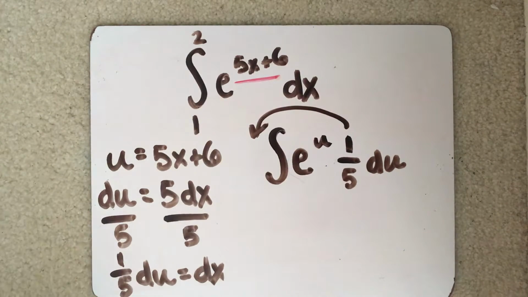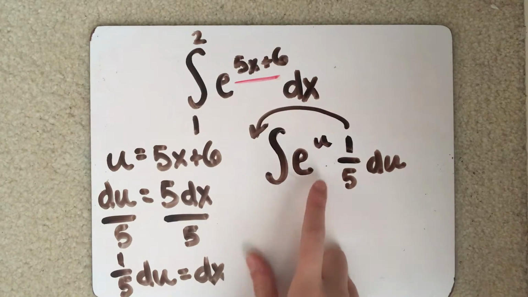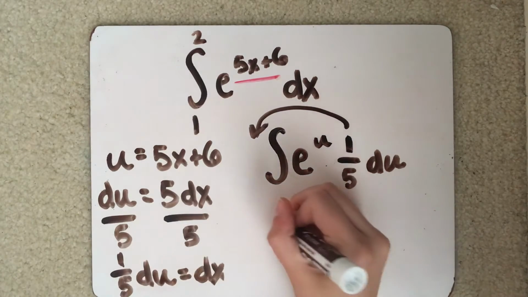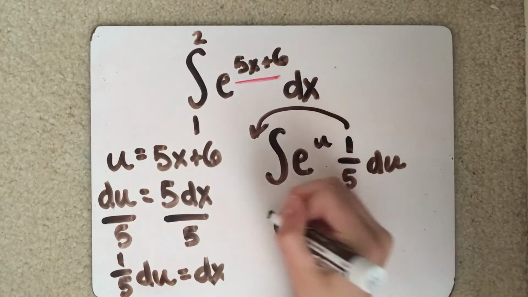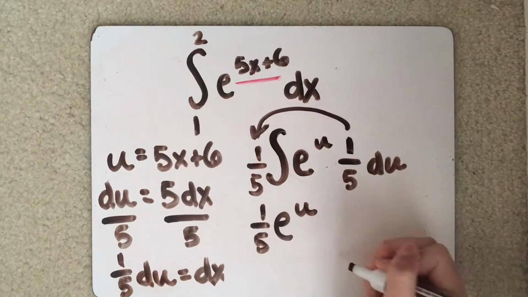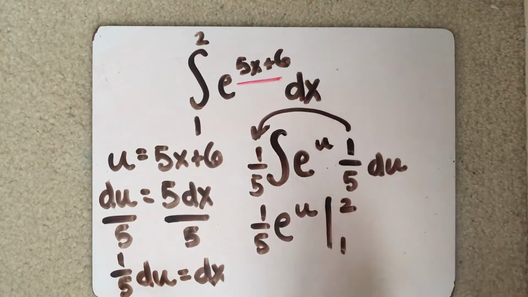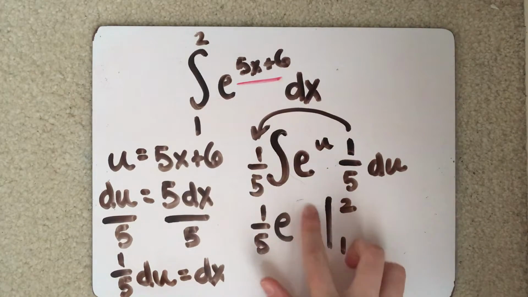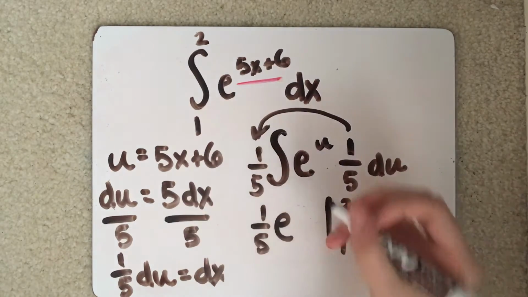Next up, just move this 1/5 over, move it to the outside, and then for this problem, for the purposes of just ease of understanding, we'll keep our limits the same and then plug back in our value for u. So we've got the integral of e to the u, which we know is just e to the u. Don't forget that 1/5 that's on the outside. So this becomes 1/5 e to the u. Use our limits, but change your u back to 5x plus 6.